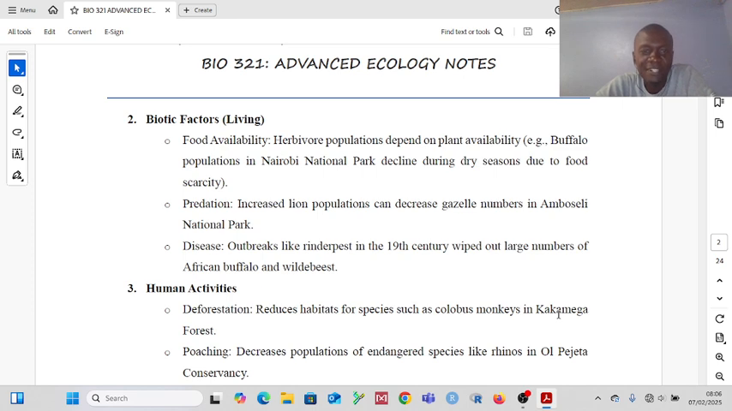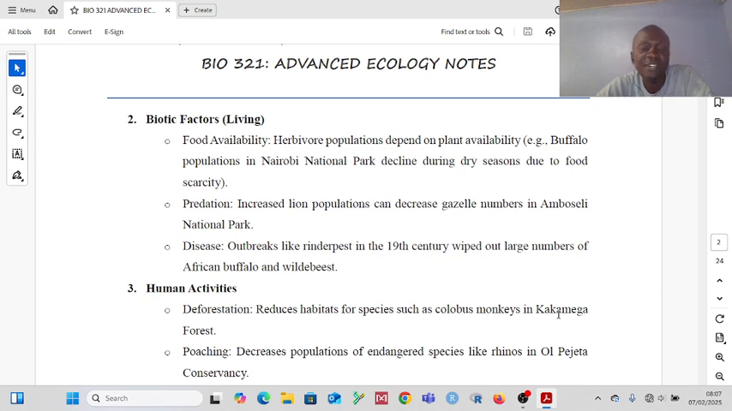So the biotic factors. One of them is food availability. When you talk of grass, grass is a living thing, plants are living. So when you have a decrease in the availability of plants, then the population of herbivores will decrease, because the food is scarce.